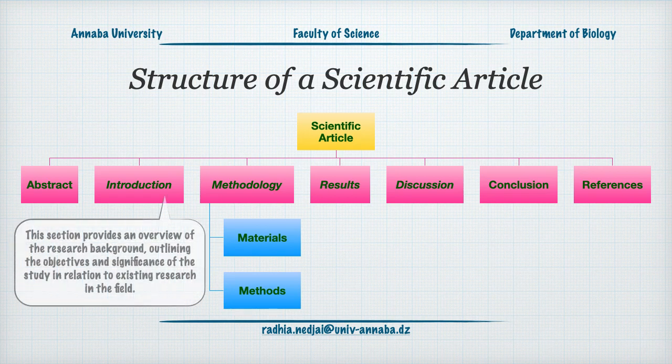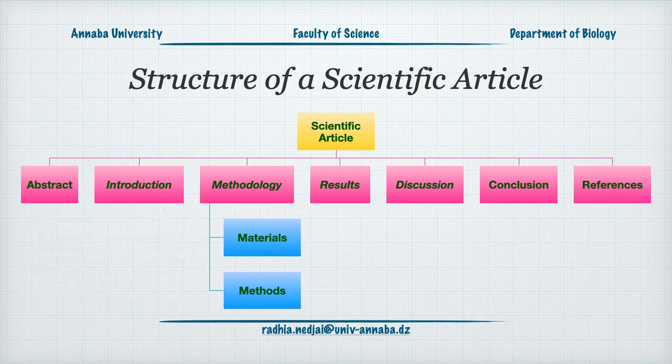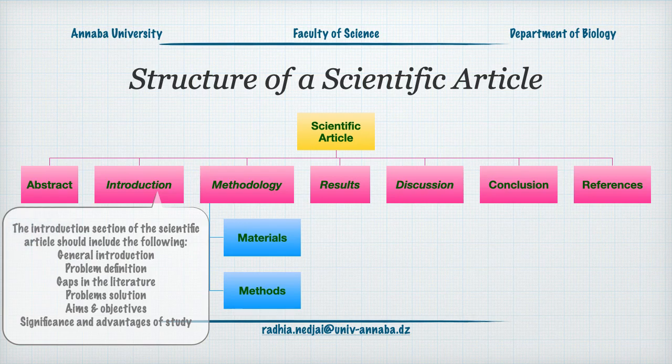This section provides an overview of research background, outlining the objectives and significance of the study in relation to existing research in the field. In the introduction section of a scientific article, it should include the following: general introduction, problem definition, gaps in literature, problem solution, aims and objectives, and finally, significance and advantages of the study.